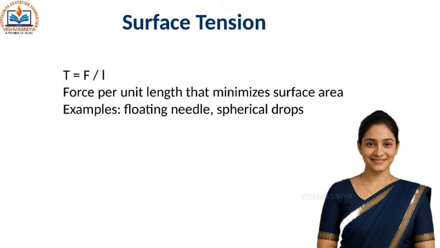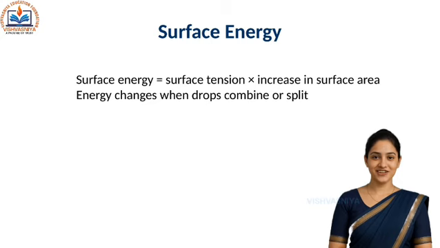Surface tension. This is the tendency of a liquid to minimize its surface area. That's why water forms spherical droplets. Surface energy. It is the potential energy at the surface due to unbalanced molecular forces. Energy is absorbed when drops split and released when they combine.